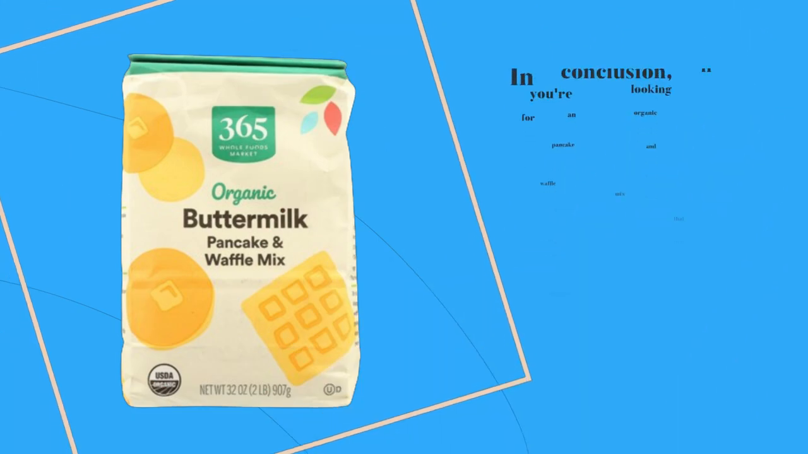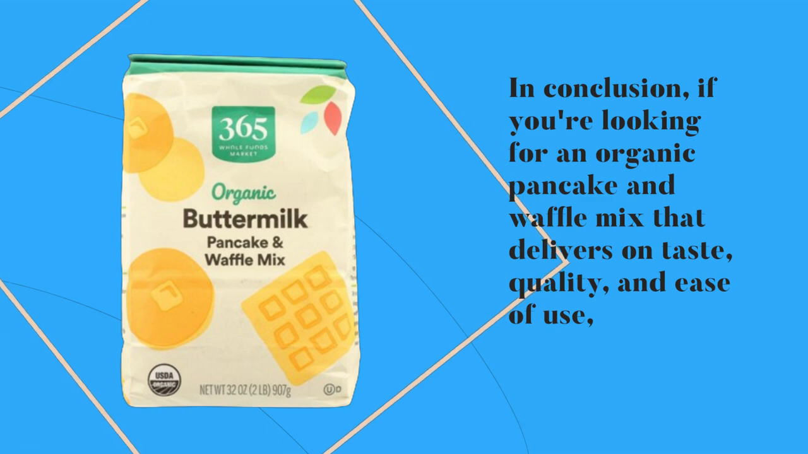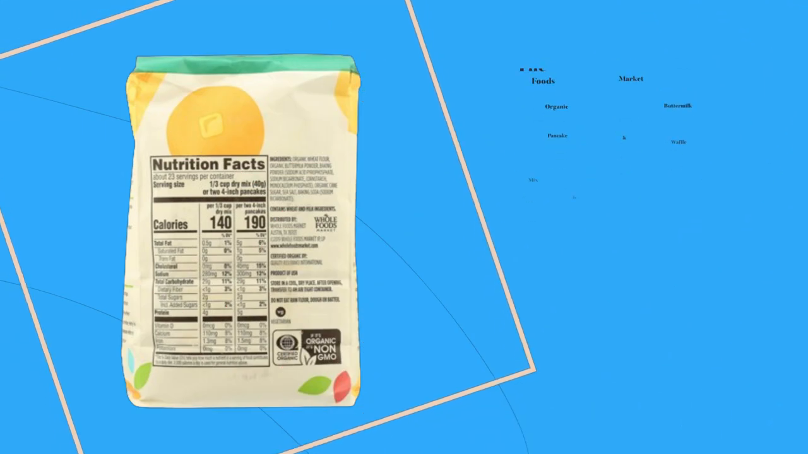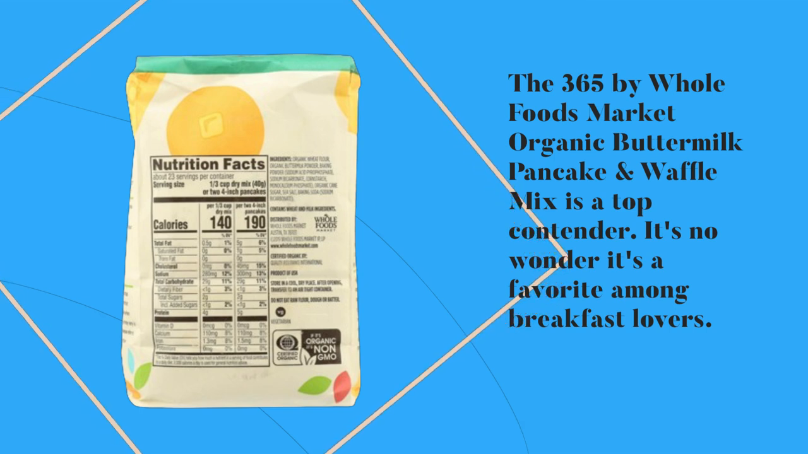In conclusion, if you're looking for an organic pancake and waffle mix that delivers on taste, quality, and ease of use, the 365 by Whole Foods Market Organic Buttermilk Pancake and Waffle Mix is a top contender. It's no wonder it's a favorite among breakfast lovers.